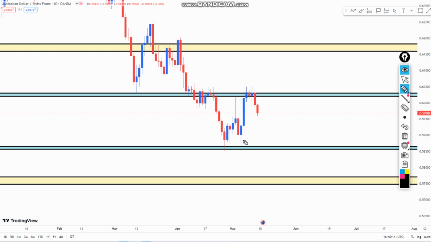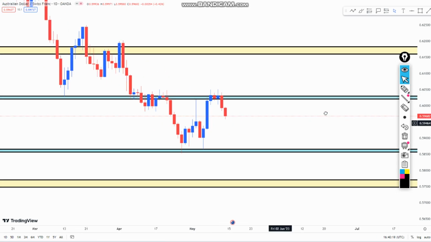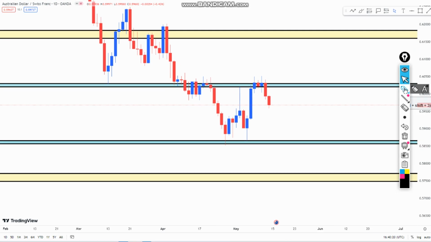Let's talk about things related to the daily time frame. Now, if you look closely at the daily time frame on AUDCHF, look very closely over here. We have a daily upper zone and then a daily lower zone as well. Let us also try and put meaning into this daily time frame analysis.